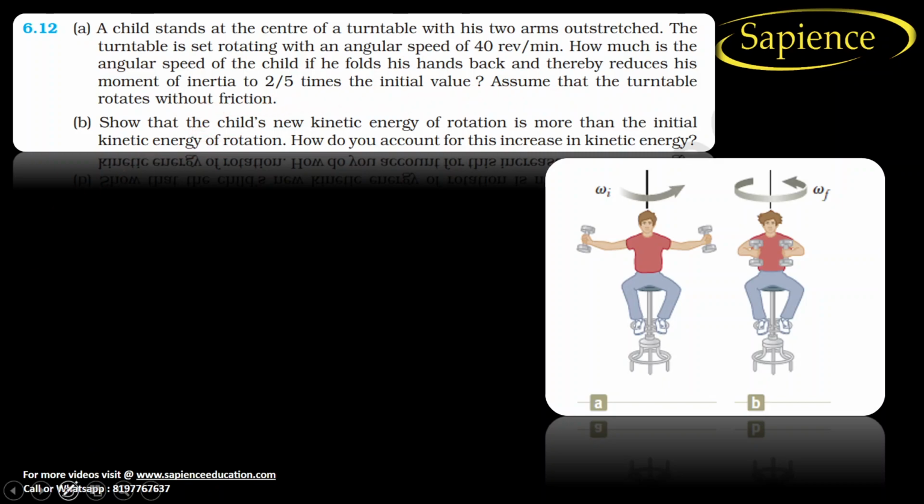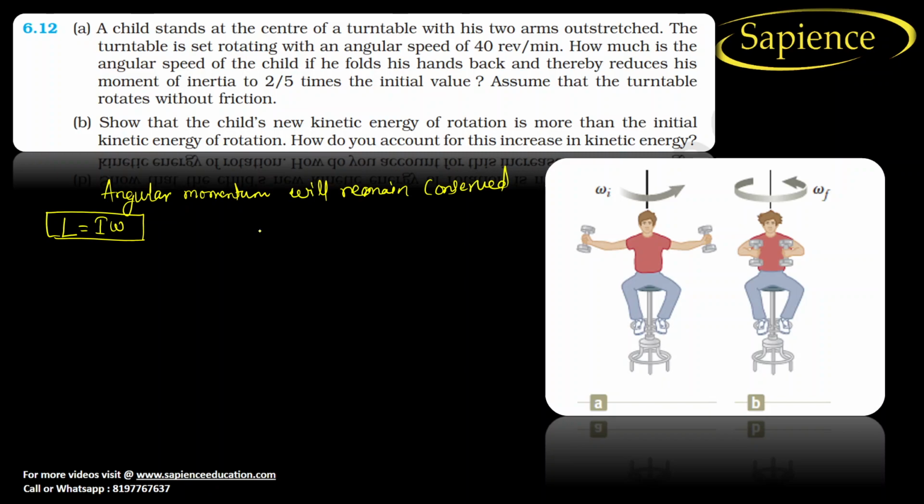Let us consider, as we know, that the angular momentum will remain conserved. Why? Because there is no external force acting on this whole system. No external person is pushing or pulling the object or table, so no external impact is done. So angular momentum will remain constant. L is equal to I omega and will remain constant no matter if he changes the position of his hands. So we can say that I1 omega 1 will be equal to I2 omega 2, because I omega is constant.